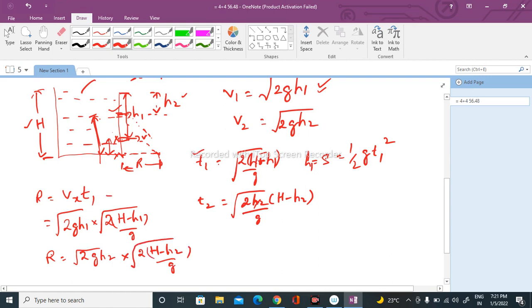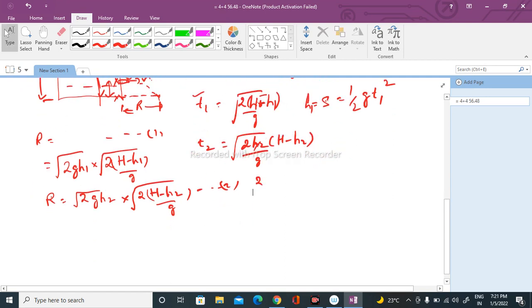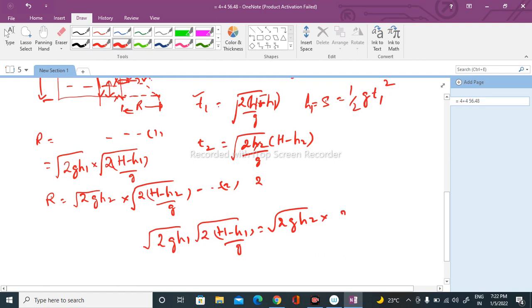So as discussed, equation 1 and equation 2, both the range, water is exactly falling at the same point, so the right hand side part will be equal. So we can write root over 2g h1 into root over 2 into h minus h1 by g is equal to root over 2g h2 multiplied by root over 2 into h minus h2 by g. So we can cancel out common things here. We can cancel out g, and we can cancel out 2 also.